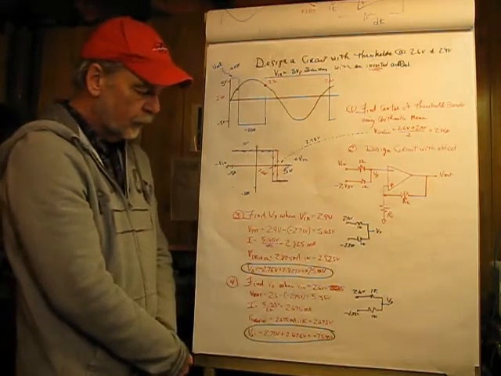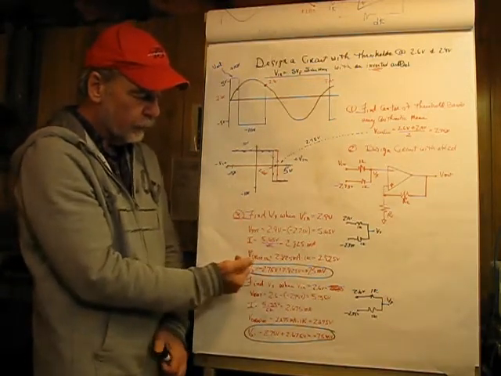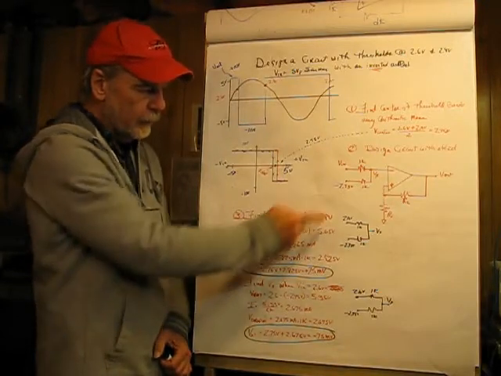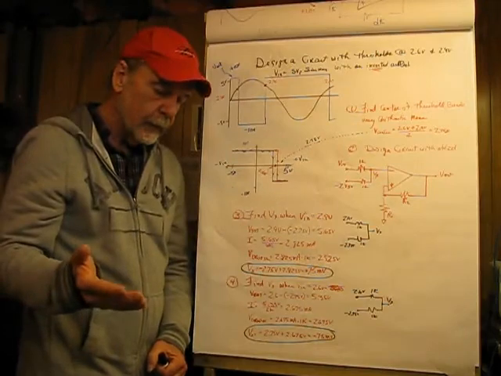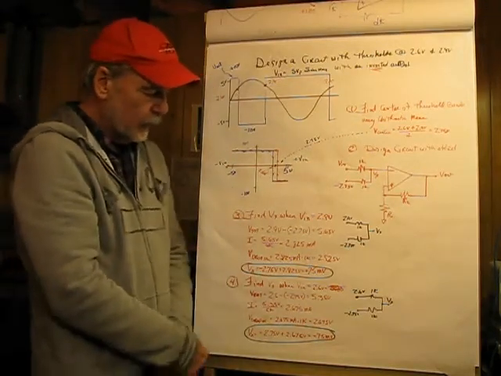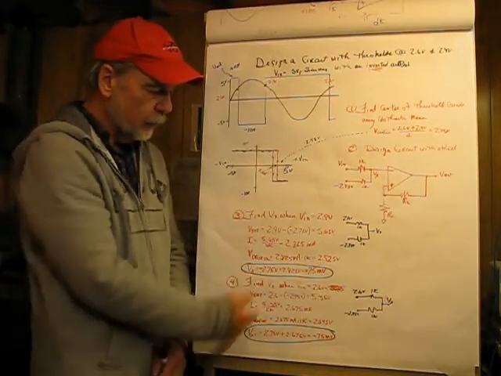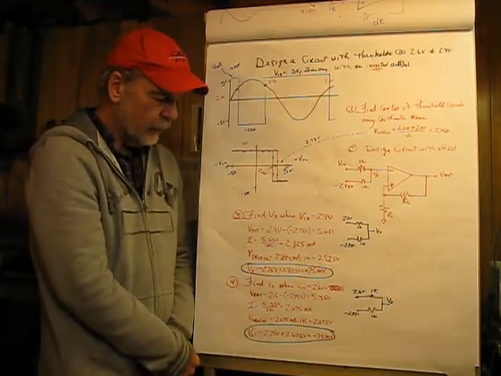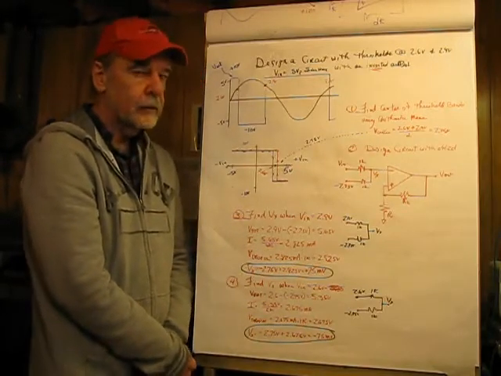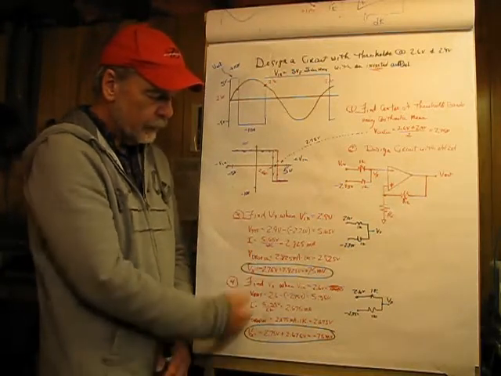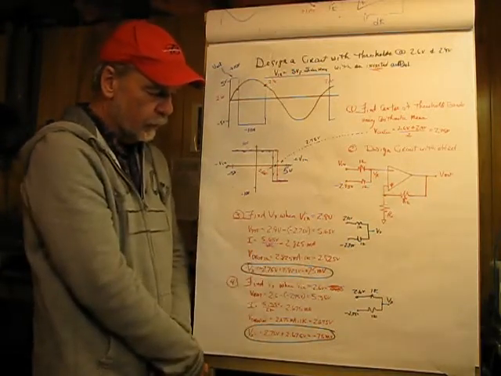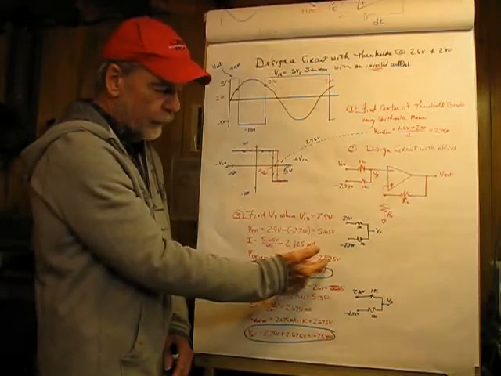Next, I'm going to find the current flow, 5.65 volts divided by 2K. We have to include both of those resistors when we determine the current flow, and that comes out to be 2.825 milliamperes. Next I want to find the voltage drop across the 1K resistor. That's simply the current times the resistance, and that's going to be 2.825 volts.